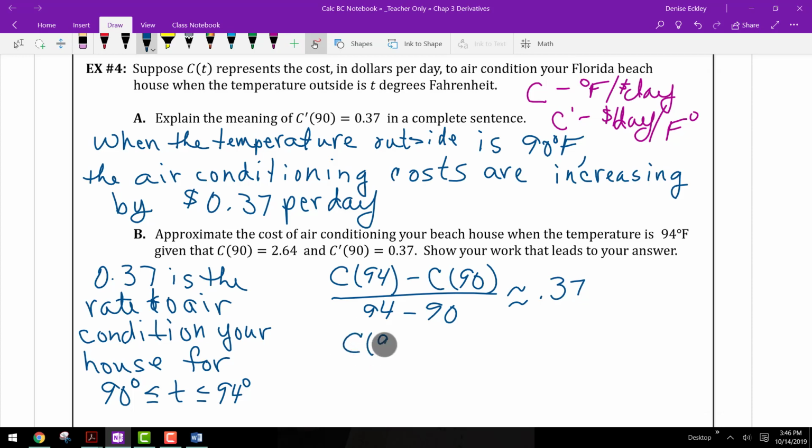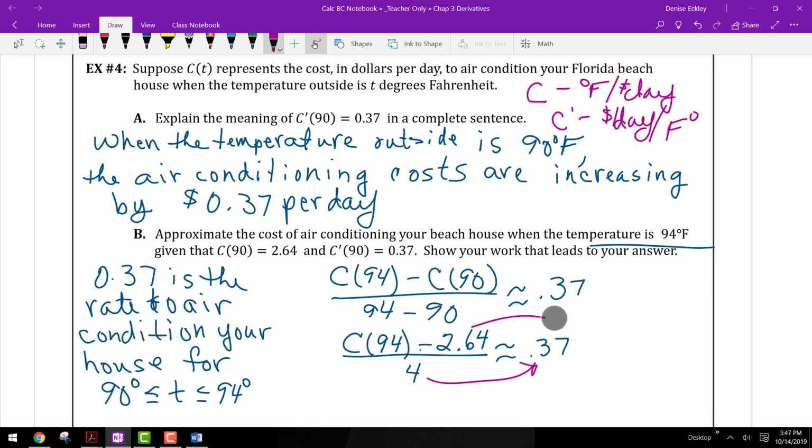So we don't know what C of 94 is. That's what this part is asking us to find. How much, when our temperature is 94, is it going to cost us? So we know what C of 90 is. We were given that. It's $2.64. And then our change in temperature is 4 degrees. And again, that's approximately equal to 0.37. So if you were to multiply this by 4 and then add the 2.64 to that, you would get your answer. So we're going to have an answer that the cost at 94 degrees is approximately equal to $4.12 per day.